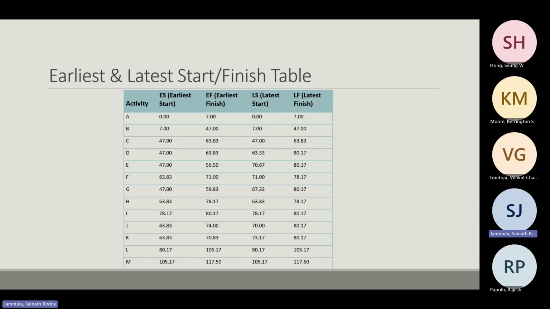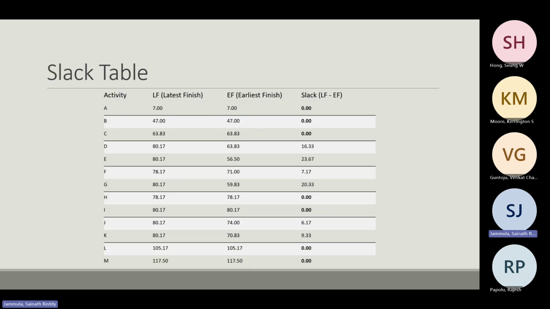And this is our earliest and latest start or finish table. This table contains earliest start, latest start, earliest finish, and latest finish times. And this table helps us to determine the project timeline. And this is created based upon the variances and activity durations of the previous table. And going forward, this is the slack table, which gives us the amount of slack we have on each activity. This helps us identify critical path activities where slack is zero, ensuring that these activities should be monitored closely.